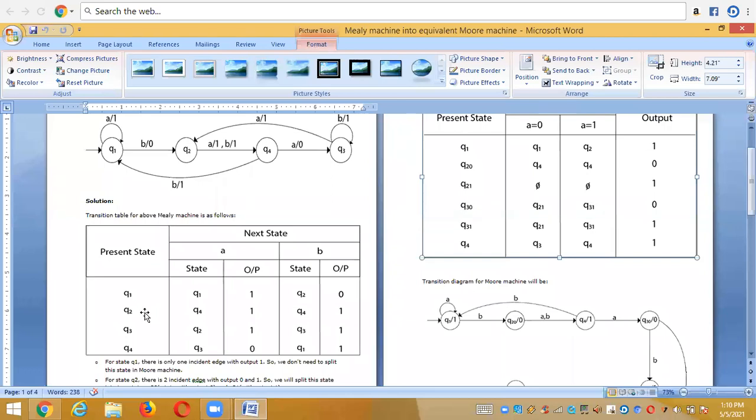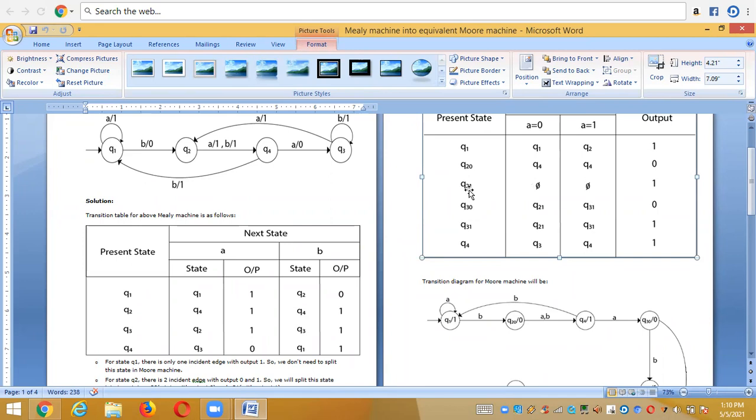And Q2 is split into two states, Q2 0 and Q2 1, right? And what are the output states for the Q2? Q4 and Q4, right? But here we're having two Q4s. Only Q4 and Q4 is enough because Q4 is not a split state, right? Directly we're taking the Q4 and Q4, and the output is 0 because for Q2 0, the output is 0.